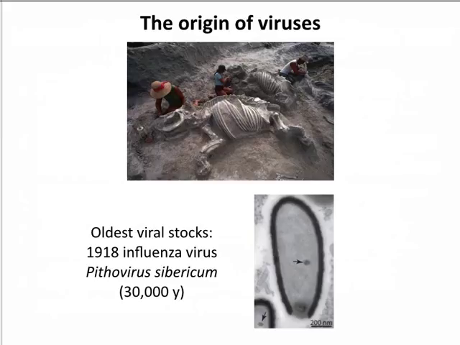The oldest virus stocks we have are the 1918 influenza virus and a 30,000-year-old giant virus, which was recovered from the Siberian permafrost. It was actually infectious in the ice, and by the carbon dating of the sediments, it's estimated to be about 30,000 years old. So we can't just go dig in ancient sediments where these dinosaurs are and find old viruses. But we have other ways of doing this.